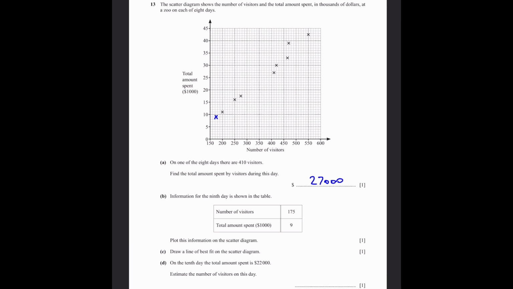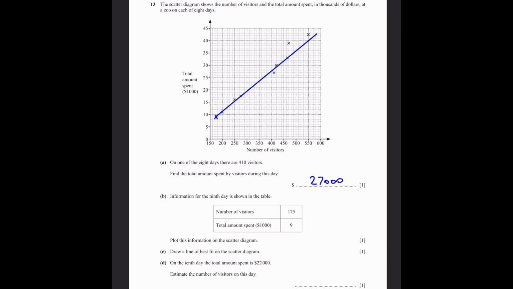Over here, the line of best fit is something like this. And why? Because it passes through 1, 2, 3, 4, and 5 points exactly, and it's very close to the other 4 points. D. On the 10th day, the total amount spent is 22,000. Estimate the number of visitors on this day.